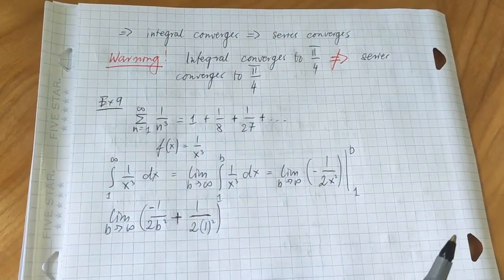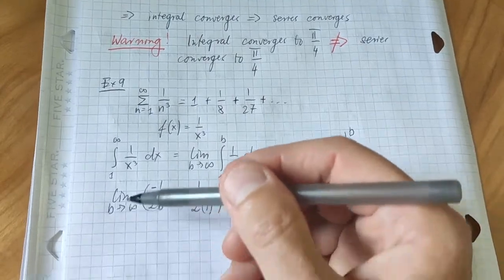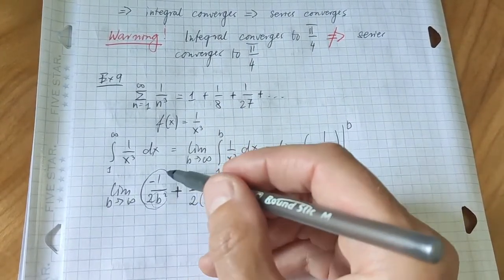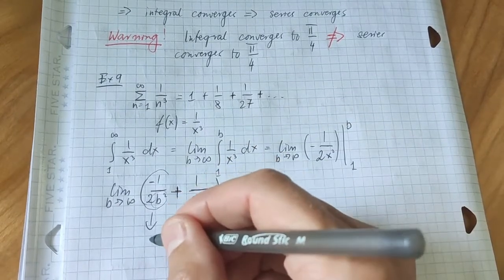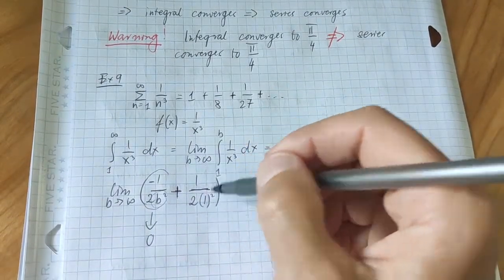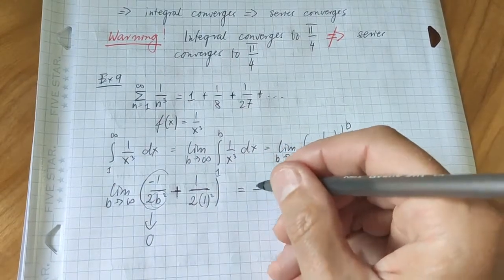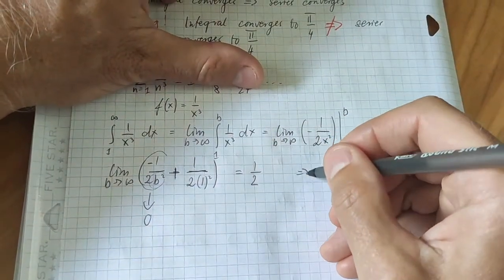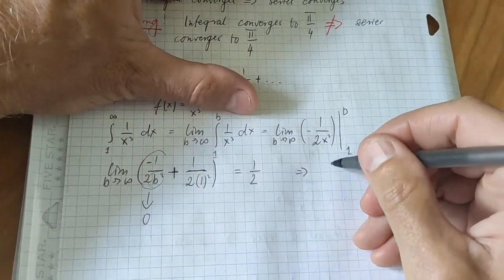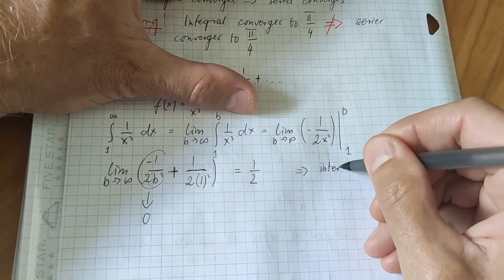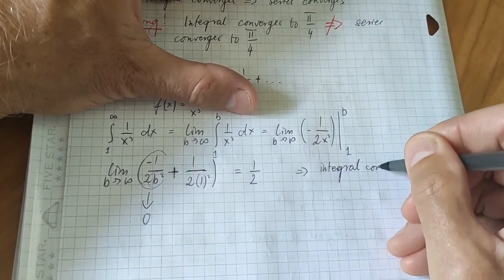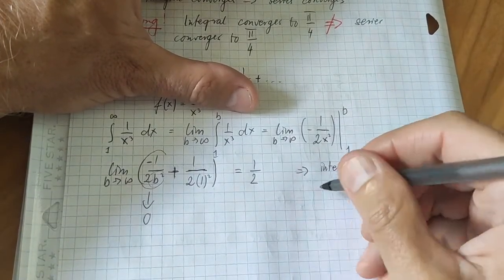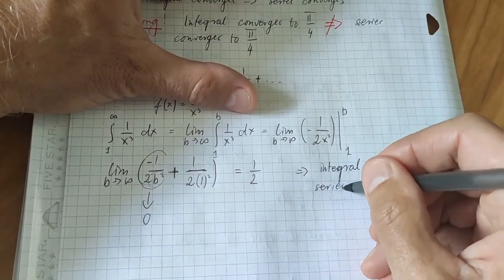Okay, so now if b tends to infinity, well, this whole thing, the denominator tends to some big number, so this whole thing will tend to 0. So this approaches 0, and this is just half, so the limit is half. So now our conclusion is the integral converges. So therefore this series converges.